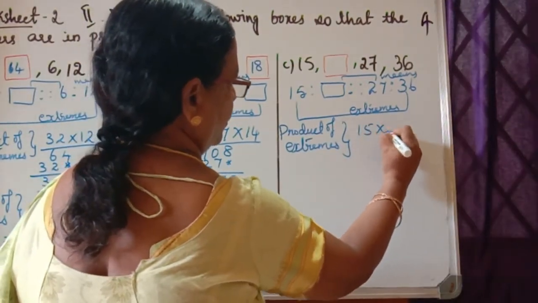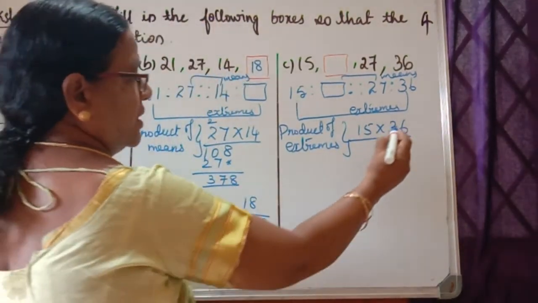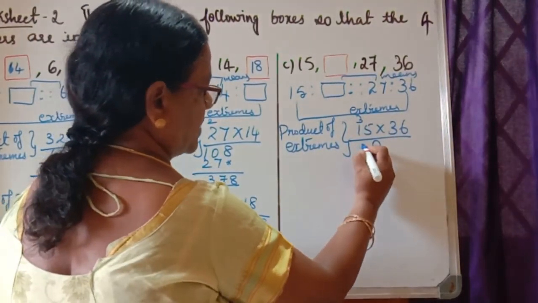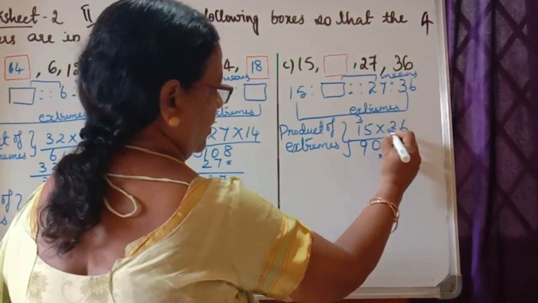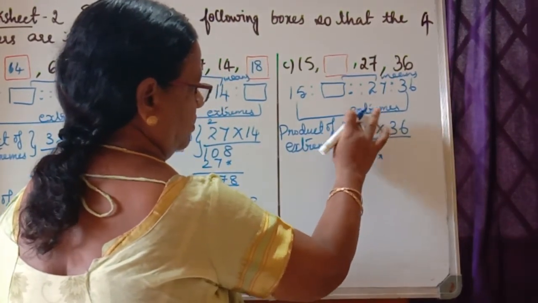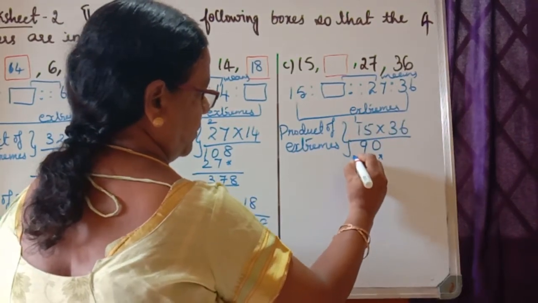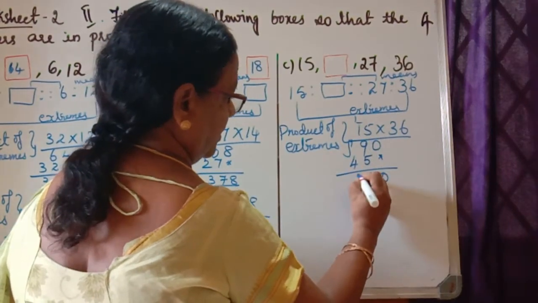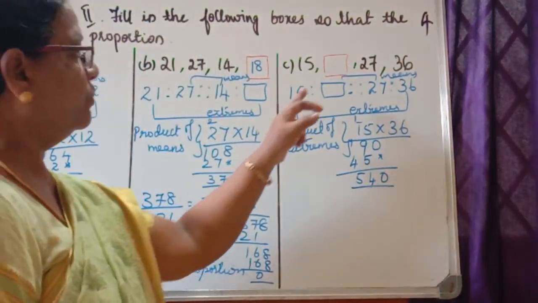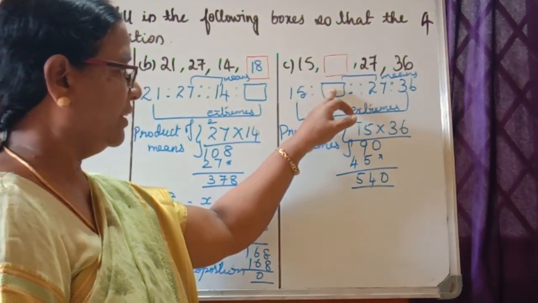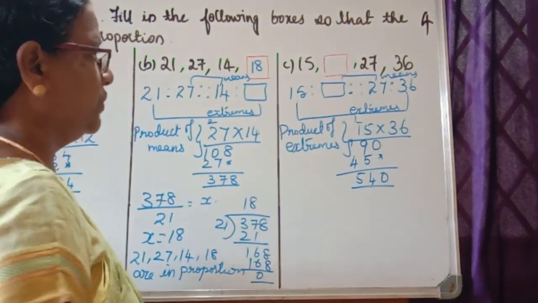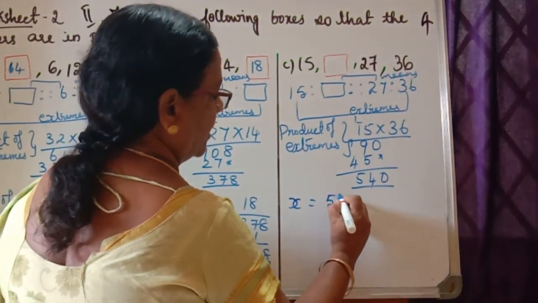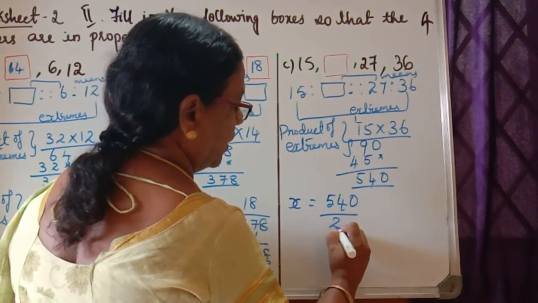Now 15 into 36. 6 5s are 30. Remainder 3. 6 1s are 6. 6 plus 3, 9. 5 3s are 15. Remainder 1. 3 1s are 3. 3 plus 1, 4. 9 plus 5, 14. Remainder 1. 540. Now in product of means, one place we have to find out, the other one is 27. Now we are going to divide and find out what x is. x is equal to 540 divided by 27.